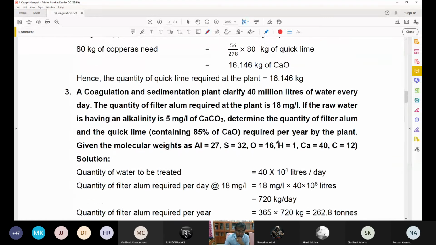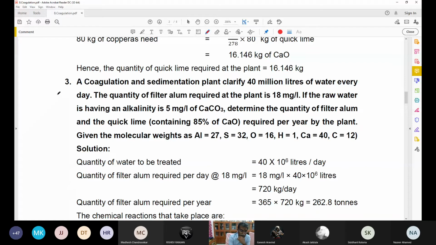Okay. The second problem with alum. Please make a note on this; it is also important. A coagulation and sedimentation plant clarifies 40 million liters of water every day. The quantity of filter alum required is 18 milligram per liter. If the raw water has an alkalinity of 5 milligram per liter of calcium carbonate, determine the quantity of filter alum and quicklime, which contains 85% of calcium oxide, required per year by the plant.